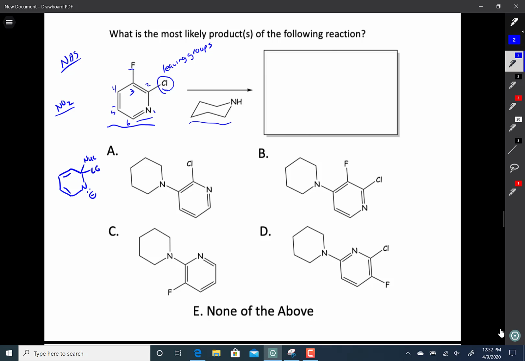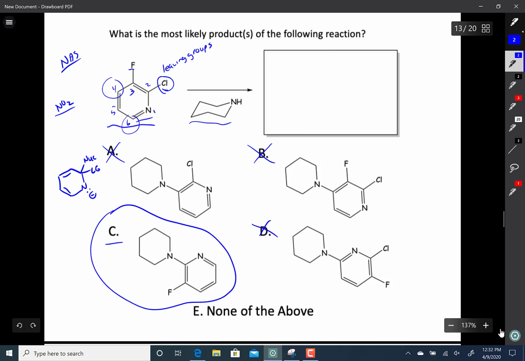And so when we look at this molecule, we need to put this group on the carbon adjacent to the nitrogen. So that rules out A. C is a possibility. B went para, opposite the nitrogen, but there's not a leaving group there. So that eliminates that one. D went right next to the nitrogen, but there's not a leaving group there either. So C is the correct answer.